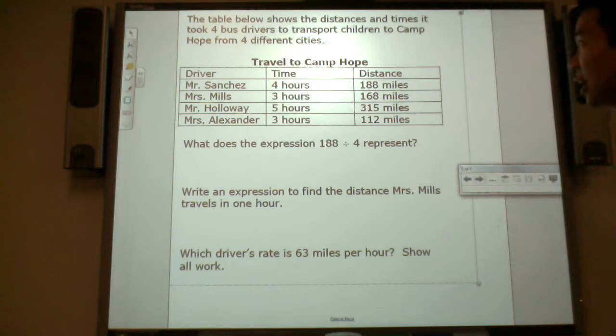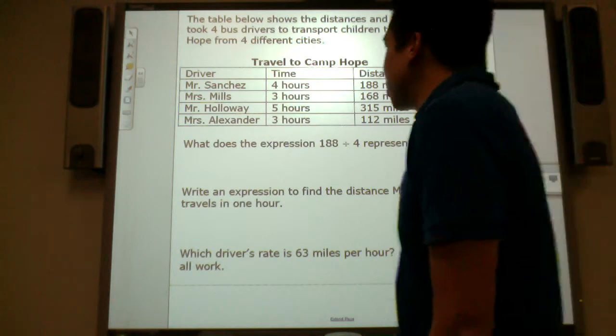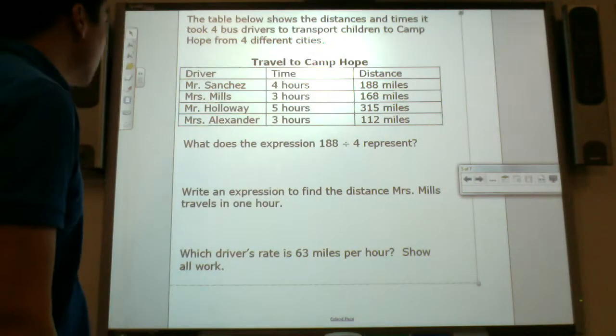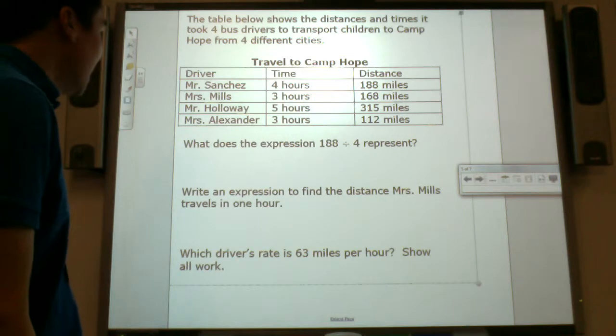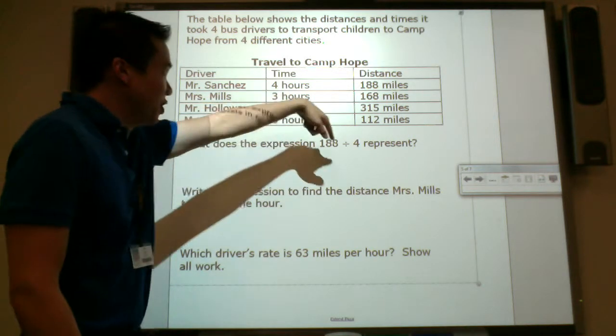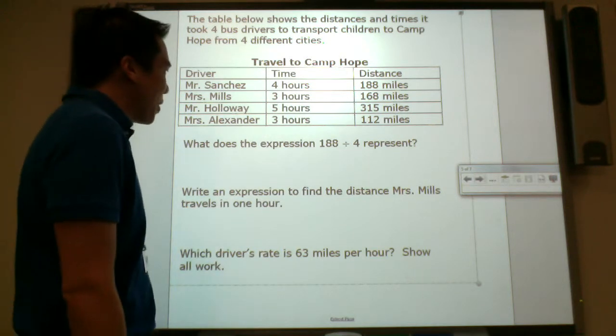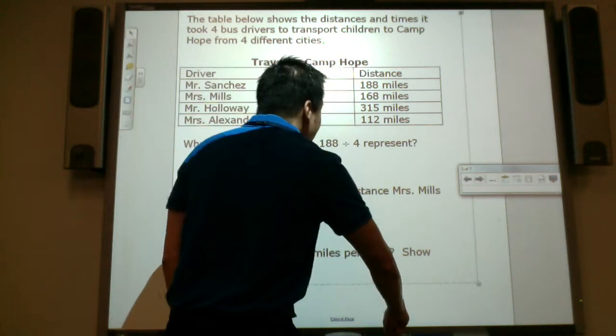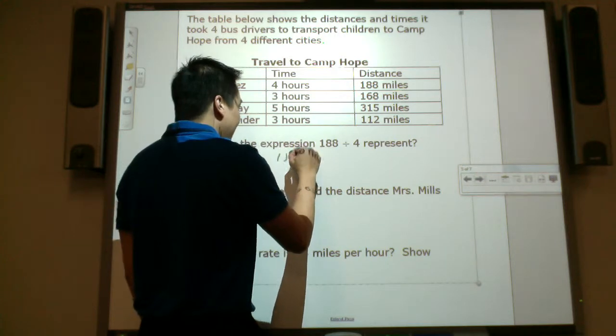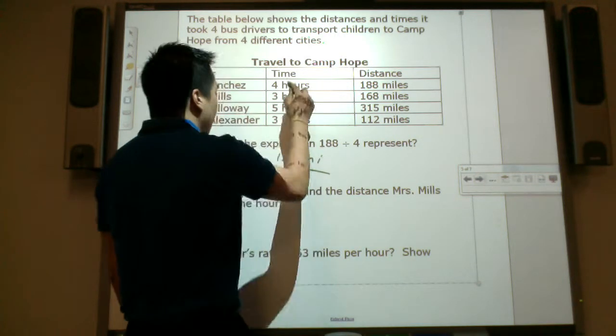And let's look at our next screen. The table below shows the distances and time it took 4 bus drivers to transport children to Camp Hope from 4 different cities. So we have these 4 individuals, different hours and distances. What does the expression 188 divided by 4 mean? Oh, it means 188 miles, 4 hours.